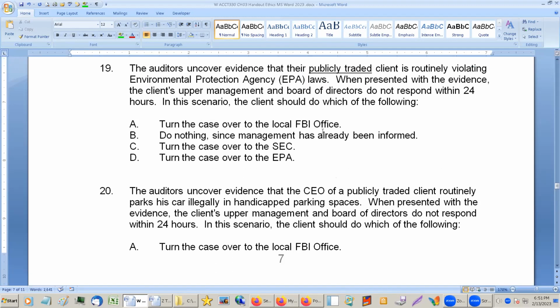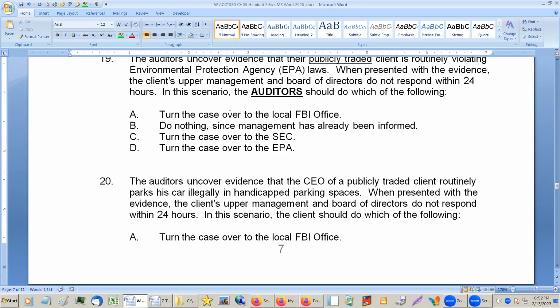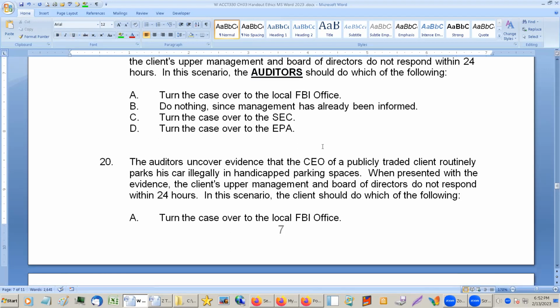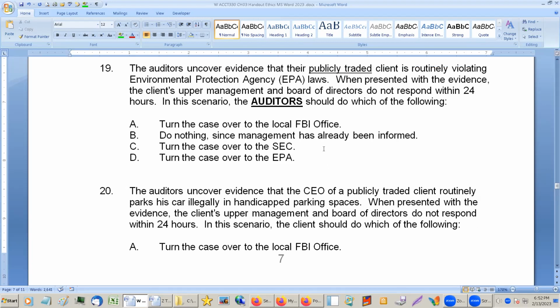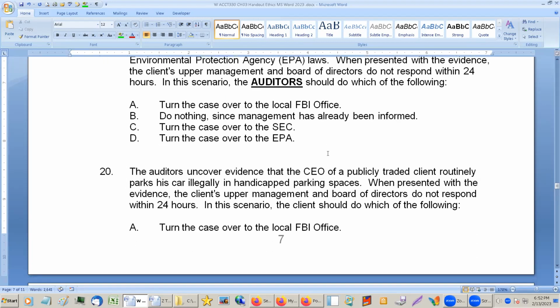This is wrong. What's wrong with this? You should say auditors, not client. Change this to auditors. In this scenario, the auditor should do what? I think we already did this one. Anyone? B.